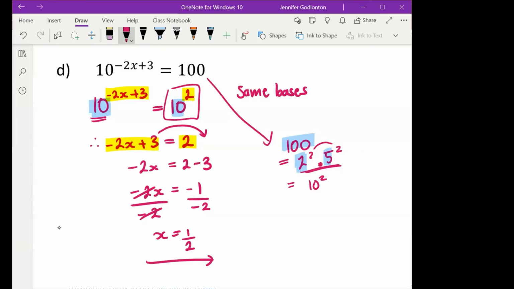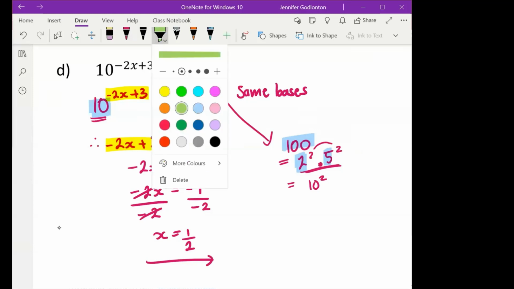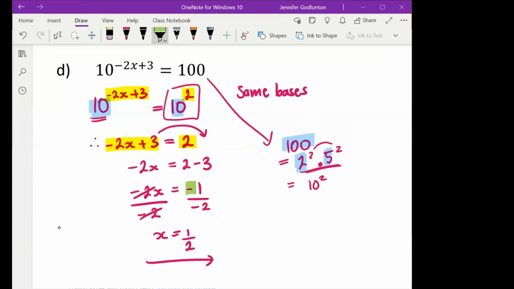Good evening, ma'am. Ma'am, I wanted to know why did the number change from -1 over -2 to +1 over 2? Okay, so when we divided here, we had a negative number and we divided by a negative, and a negative divided by a negative is a positive. Oh, okay. Thank you, ma'am.